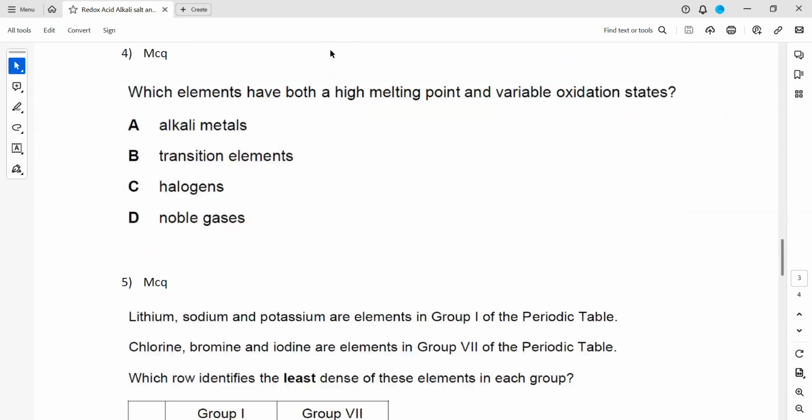Question: which elements have both a high melting point and a variable oxidation state? These are the characteristics of the transition elements. Alkali metals, halogens and noble gases don't have this characteristic. So B should be the answer. The transition elements have variable oxidation numbers and a high melting point.